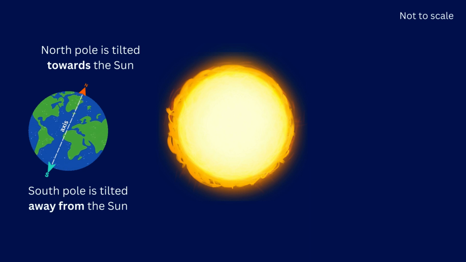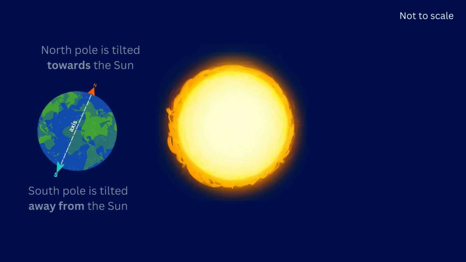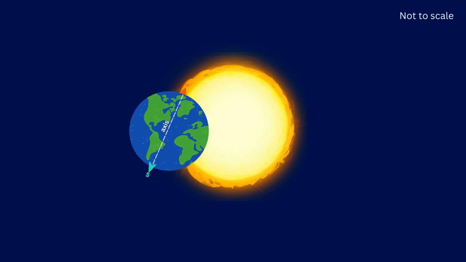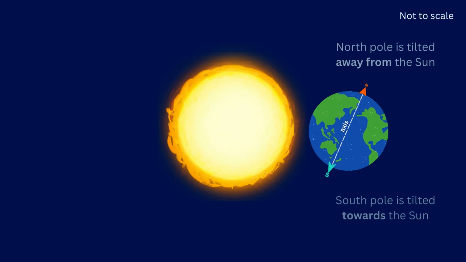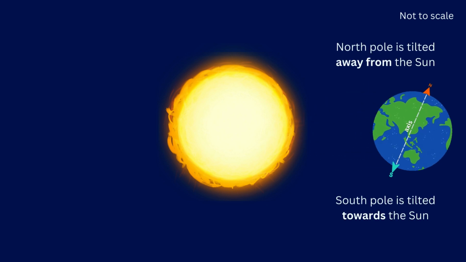This tilt means the Earth's poles point slightly towards and away from the Sun. Which half of the Earth is pointing towards the Sun at any one time depends on where the Earth is in its orbit around the Sun. Sometimes the northern hemisphere is tilted towards the Sun. At other times it's the southern hemisphere.